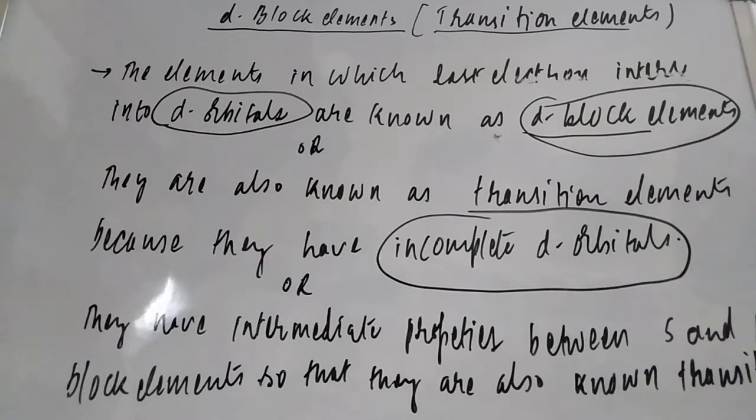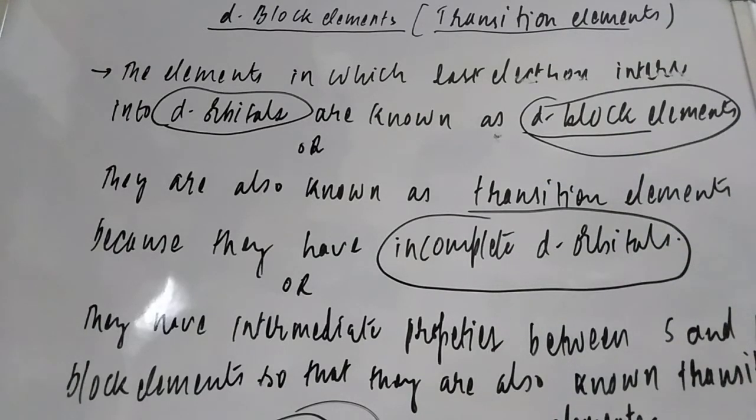What is the meaning of these transition elements? When you try to understand the meaning, there is the S block and then the P block, and between them is the D block, whose properties are intermediate between the S block and the P block. Due to this linkage in properties, they make a transition between the S and P blocks. That is why they are also known as transition elements.